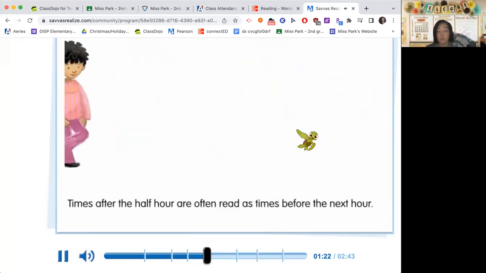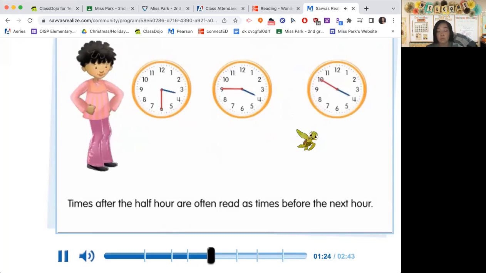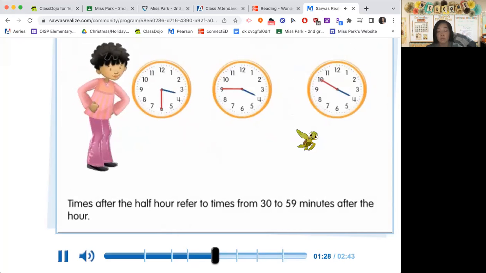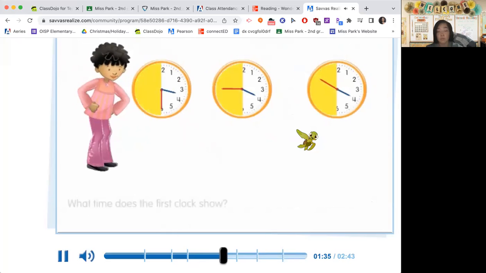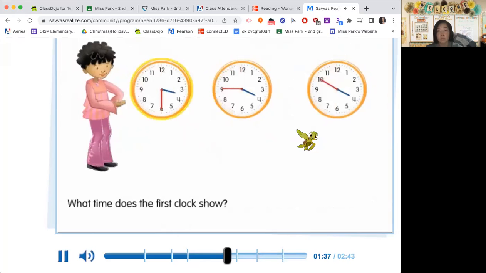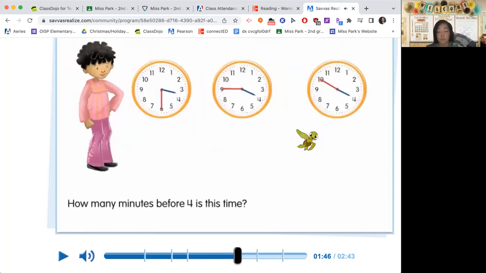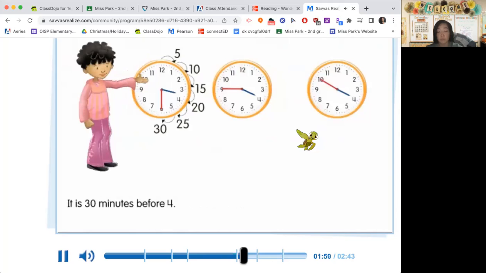Times after the half hour are often read as times before the next hour. Times after the half hour refer to times from 30 to 59 minutes after the hour. What time does the first clock show? The first clock shows 3:30. How many minutes before 4 is this time? It is 30 minutes before 4.